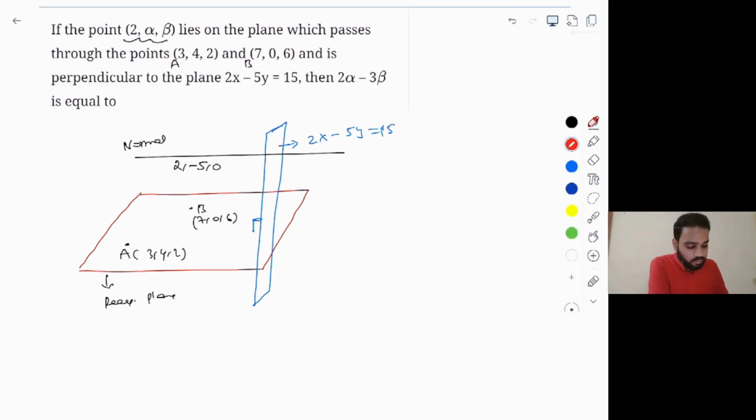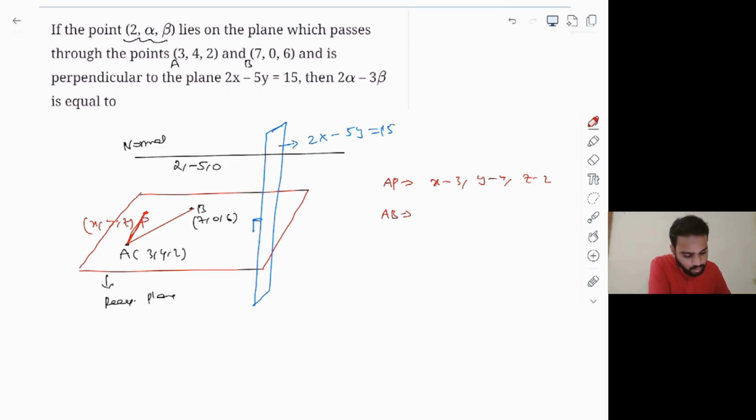So for that, obviously, what's the first step? Always take the general point on this one, which is x, comma, y, comma, z. And then once again, I'm going to form three lines here. Look at this AP line and then AB line. I'm going to write down the DRs of AP here, which are x minus 3, y minus 4, and z minus 2. And then I'll write down the DRs of this AB here. DRs of this AB are 7 minus 3, which is 4, 0 minus 4, which is minus 4, and then 4. These are the DRs of AB.